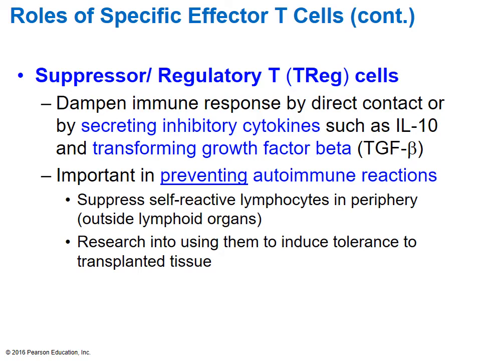that it's exposed to. So on your slide I wrote down, it will dampen the immune response by direct contact or by secreting inhibitory cytokines and transforming growth factor beta. So this is all in an effort to prevent an autoimmune disease from occurring. It will suppress self-reactive lymphocytes, and there's a lot of research to figure out how they can be used in accepting transplanted tissue by inducing tolerance in our immune cells.